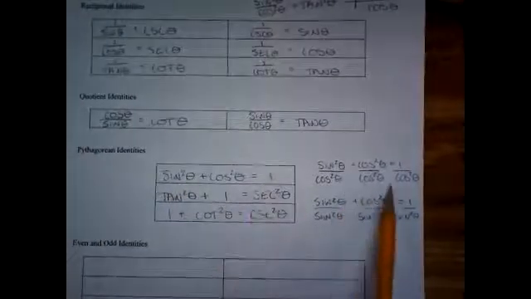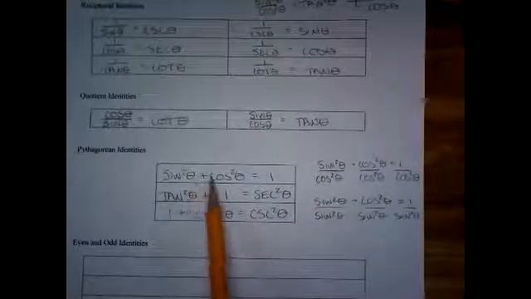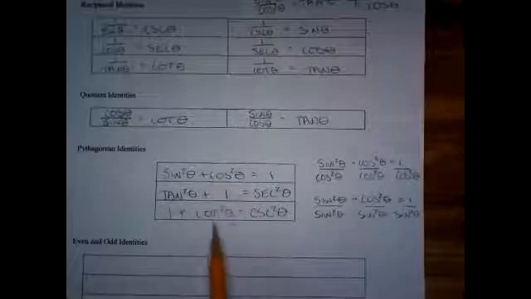So I only ever really memorize the first one. And then I just know I can divide through by either cosine squared or sine squared to get the other two. So I only really memorize this one. And then I just know I can get the other two.